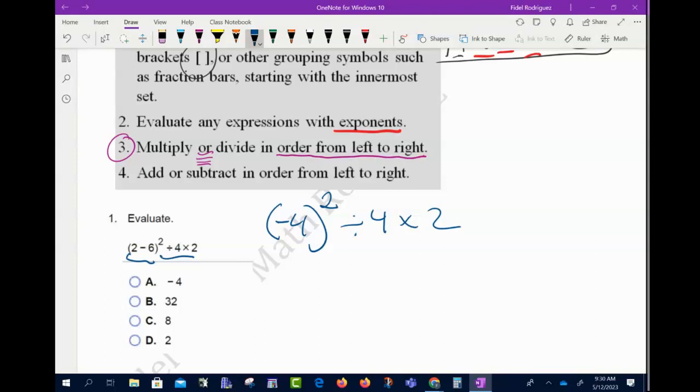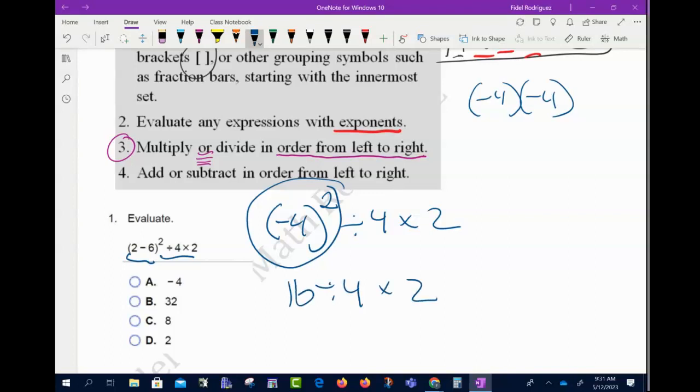Okay, now we have exponents. Negative 4 squared, y'all. Remember what that means? That means negative 4 times another negative 4. But we know a negative times a negative is positive, that's 16. Divided by 4 times 2.